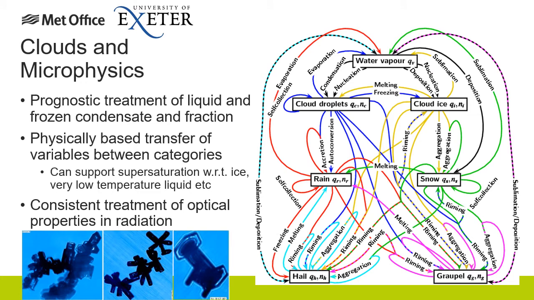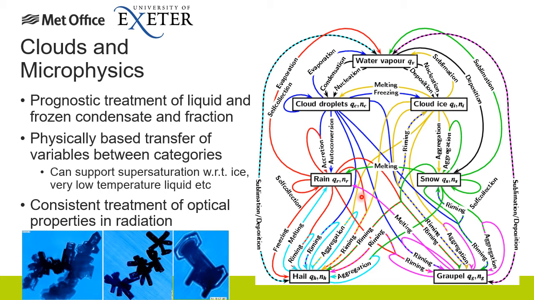Once you have some cloud, you need to know what to do with it, and that's primarily the job of the microphysics parameterization. So the UM has a prognostic treatment of liquid and frozen condensate and fraction, and the plot on the right is there to do nothing but confuse you about the complexity of the microphysics scheme, but the idea is that you're trying to physically represent the transfer of water between these different categories, so how it moves from water vapor into cloud droplets or ice or snow or rain and all of the different processes that move from one to the other.